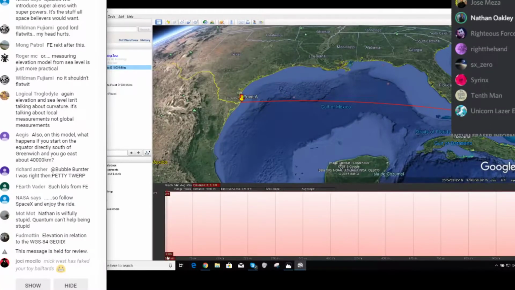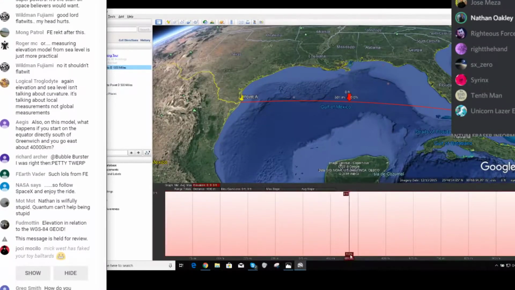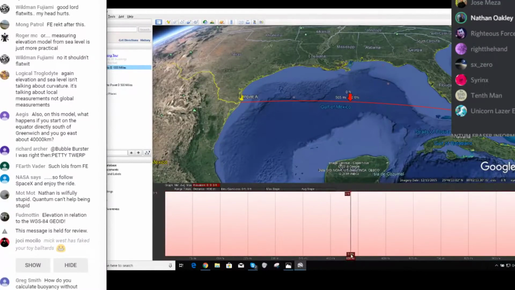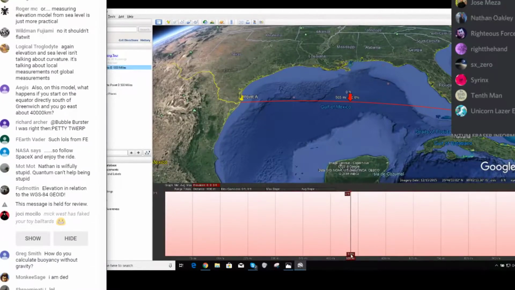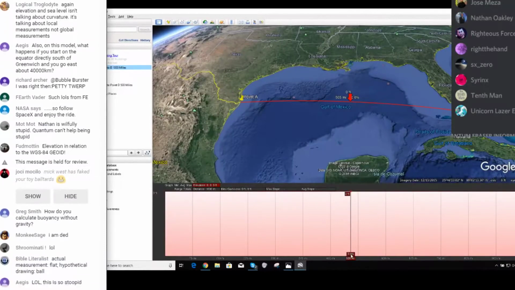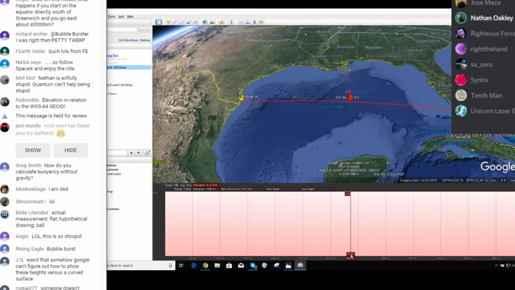They're saying, can you see what's on screen? Can you see the live feed? The elevation change should not show on a curve, apparently.